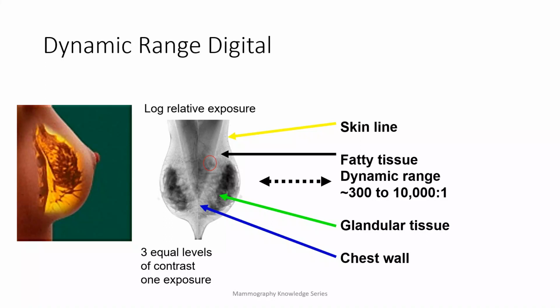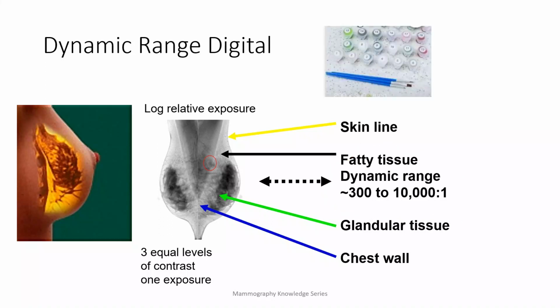So let's take a look at the dynamic range, and that is the shades of gray that can be visualized in the signal that you've captured. Notice there are 3 levels of tissue that we want to show. One would be the chest wall, the other would be the skin line, and the third would be the fibroglandular tissue that is surrounded by fatty tissue that creates the breast. The number of recordings of shades of gray that we are capable of getting is from 300 to 1 to 10,000 to 1. So we have a wide dynamic range, a number of shades of gray that we need to map to create our image.